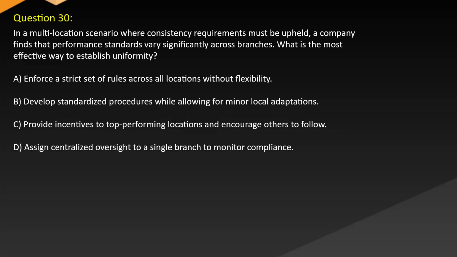Question 30. In a multi-location scenario where consistency requirements must be upheld, a company finds that performance standards vary significantly across branches. What is the most effective way to establish uniformity? A. Enforce a strict set of rules across all locations without flexibility. B. Develop standardized procedures while allowing for minor local adaptations. C. Provide incentives to top-performing locations and encourage others to follow. D. Assign centralized oversight to a single branch to monitor compliance.